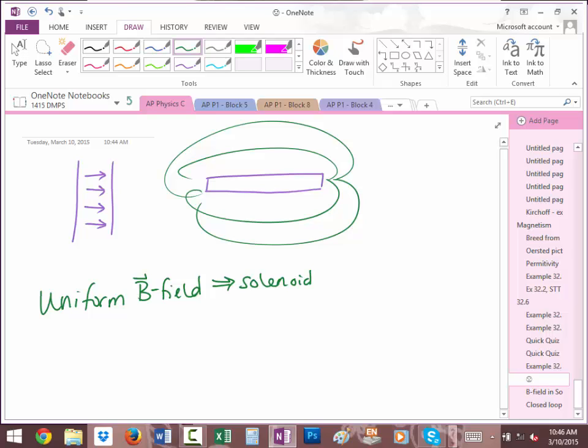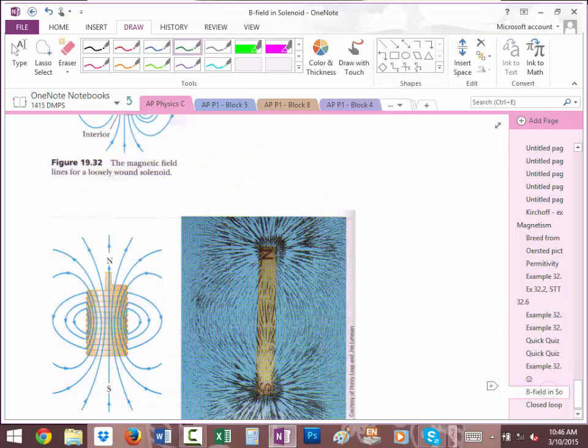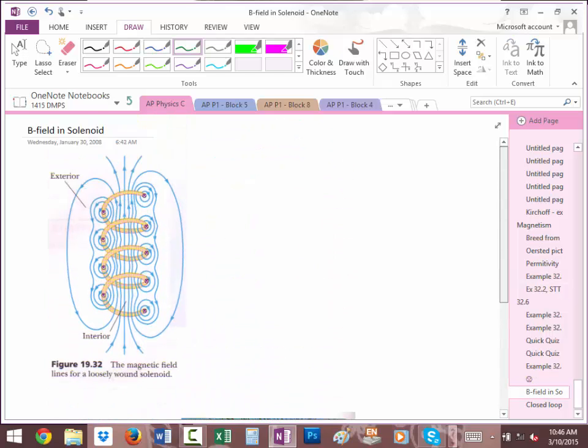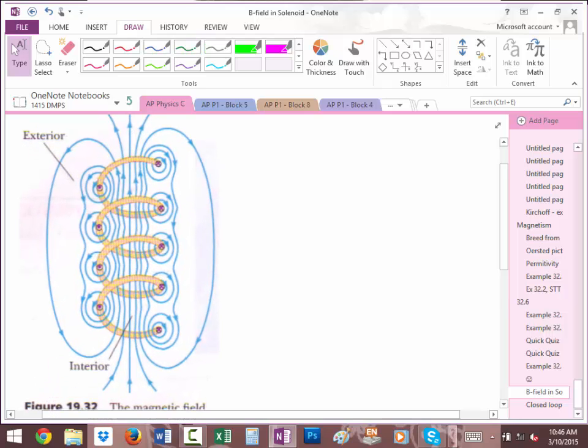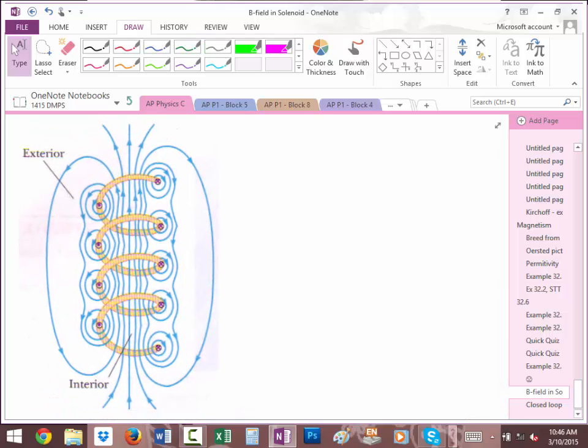Every single turn is creating, so I have the current going this way, it's creating a magnetic field going in this direction, and they're all adding up inside here. Lots and lots of adding up. I'll pass it around so you can see it, but I'm also going to look at a picture up here that sketches out what the magnetic fields are going to look like.